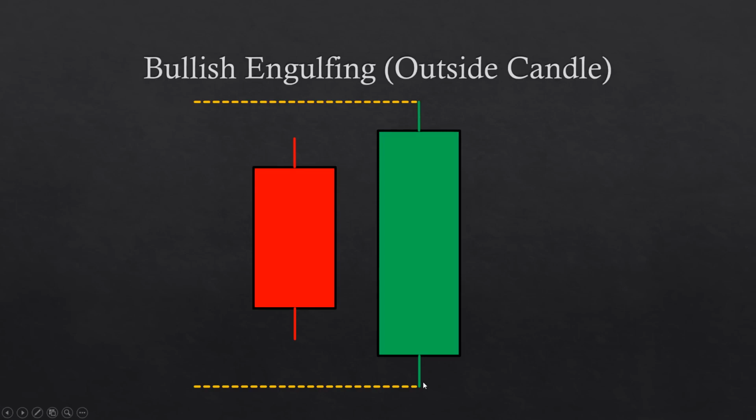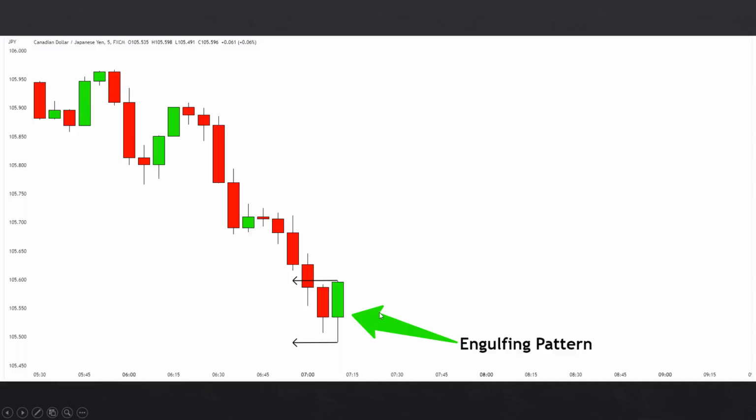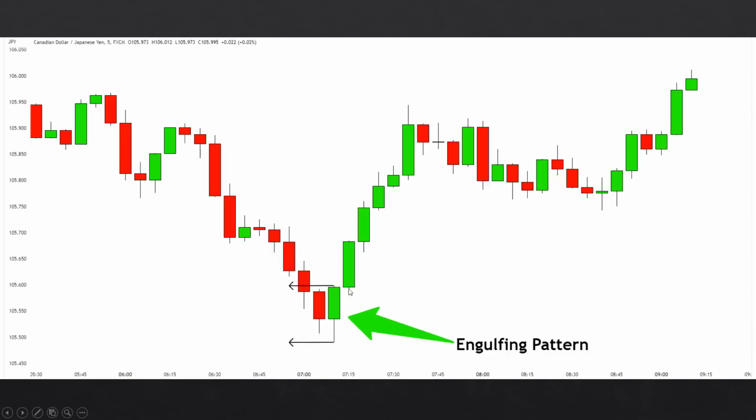In this image, you can see the 5-minute time frame of the Canadian dollar versus the Japanese yen. Notice that the current candle has a range that completely engulfs the range of the previous candle, and also the current candle is bullish, implying that there will be a reversal to the upside. Immediately after the engulfing pattern or the outside candle, we can see that the market started to go up.